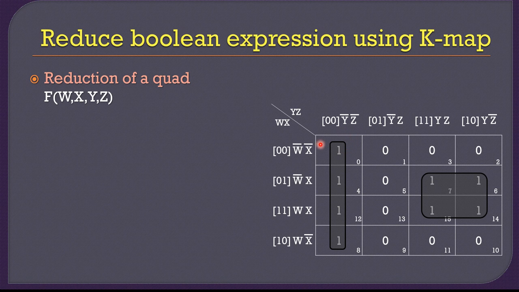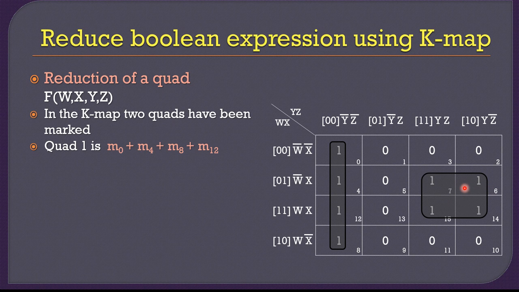Now we are going to see two chords that have been marked here. This is the first chord and this is the second chord. Chord 1 is M0, M4, M8 and M12, so as per the order, it will be 0, 4, 8 and 12. The second chord is 6, 7, 14 and 15, so M6, M7, M14 and M15.